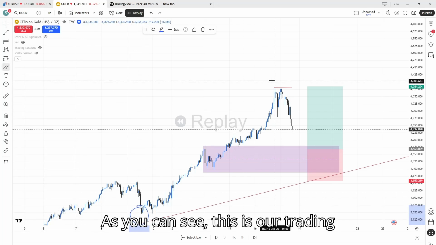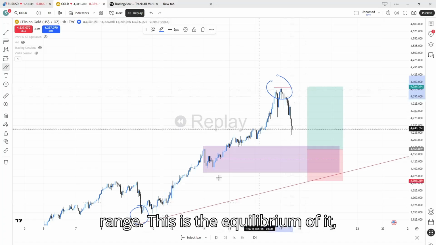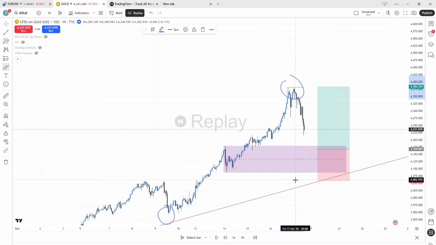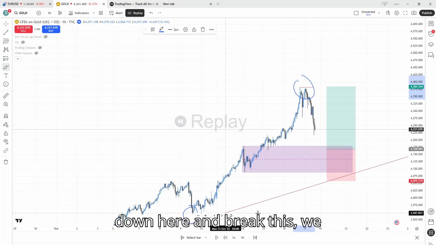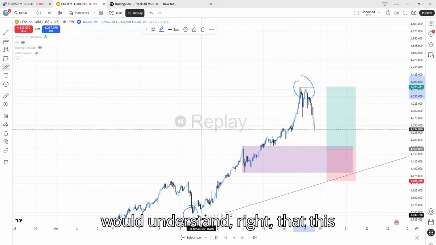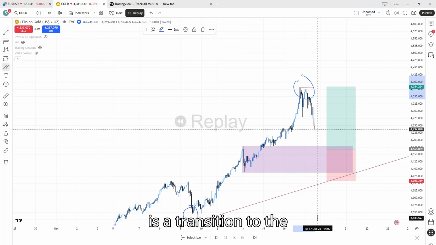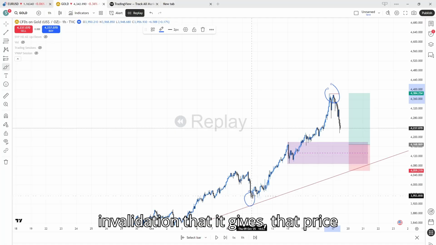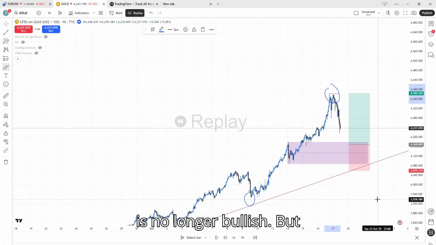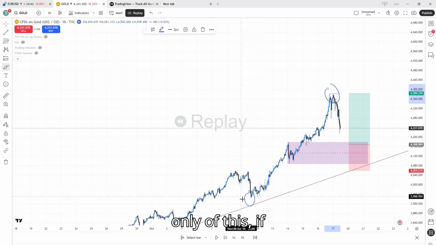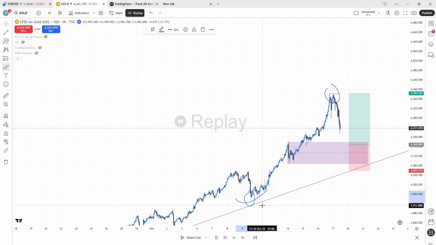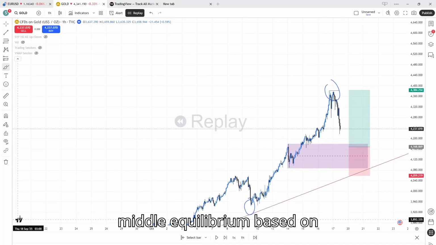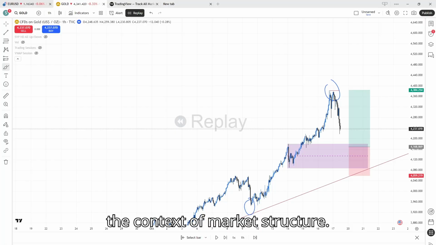As you can see, this is our trading range. This is the equilibrium of it, right? And if price falls down here and breaks this, we would understand, right, that this is a transition to the downside, because of the invalidation that it gives, that price is no longer bullish, but only if this is taken out. Okay. So again, this is the middle equilibrium based on the context of market structure.